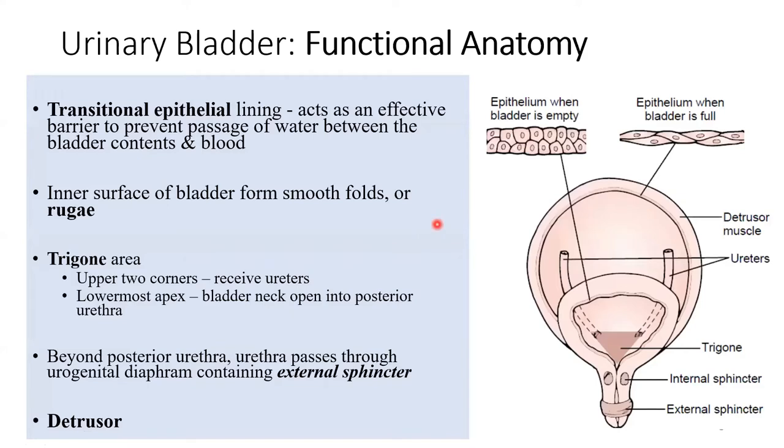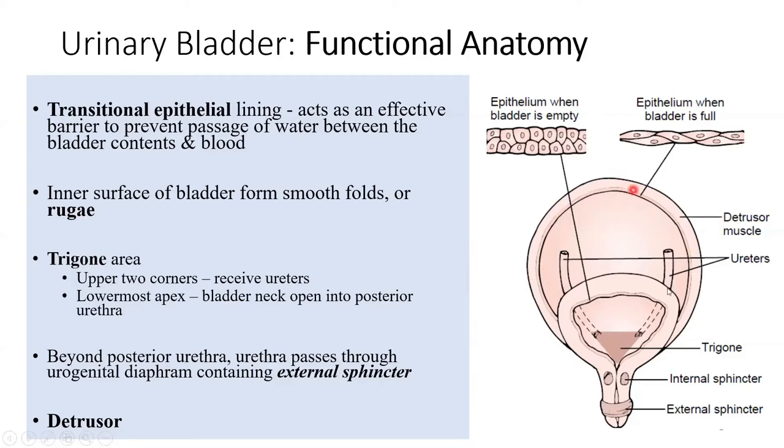This is not an exhaustive description of the anatomy of the urinary bladder. It's in fact just enough information to give you an idea of what the bladder is like. So we call it functional anatomy. And as you can see, this is a very simplified diagram. You will get much more detail in your anatomy classes.